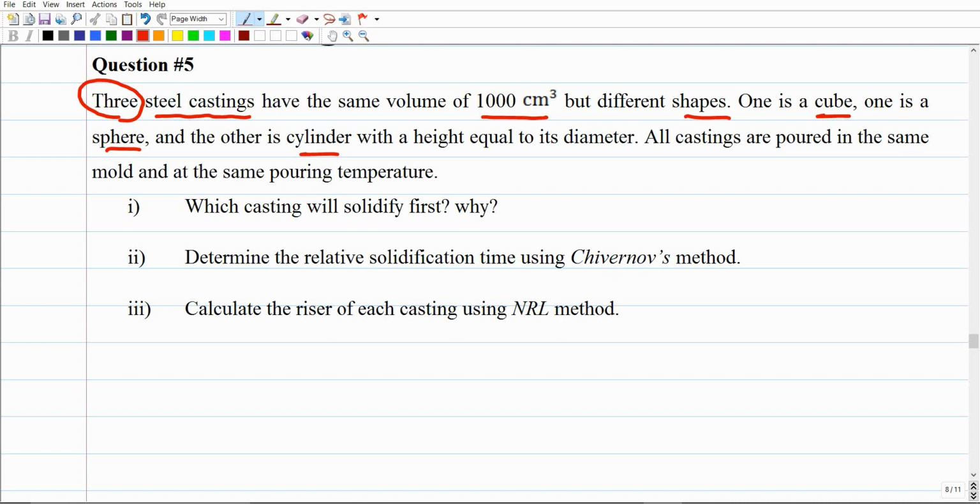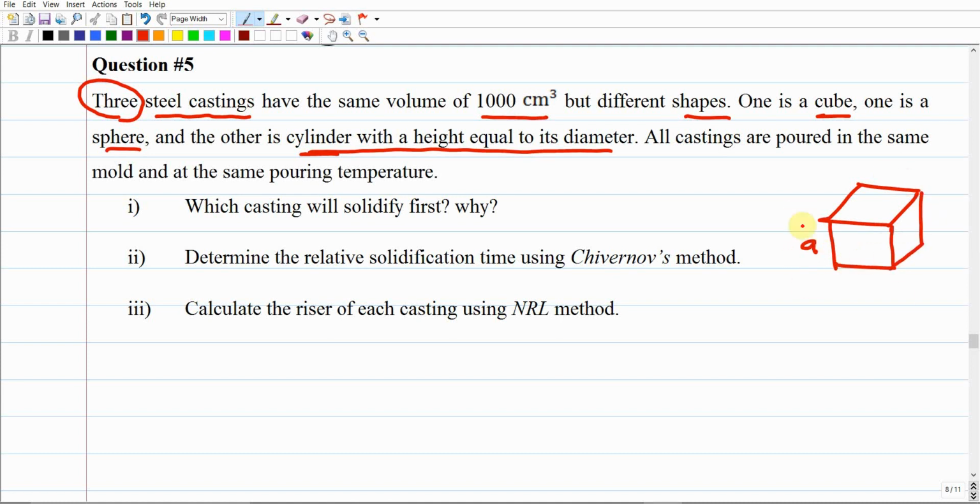Here we are talking about the castings themselves. But 3 different castings, what is common between them is that all of them have the same volume, which is 1000 centimeter cube, but different shapes. One is a cube, one is a sphere, one is a cylinder with height. The cylinder has a height that is equal to its diameter. The cube has only one dimension. For example, if I ask you to draw a cube, the cube is going to be this shape, right? And we can assume that the side edge of the cube is just A.